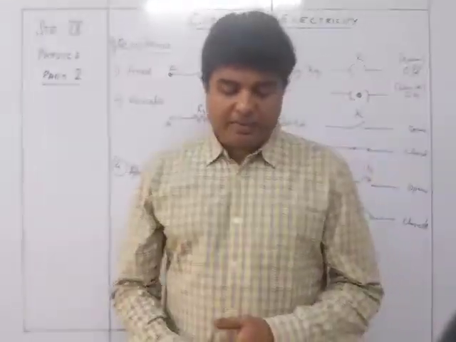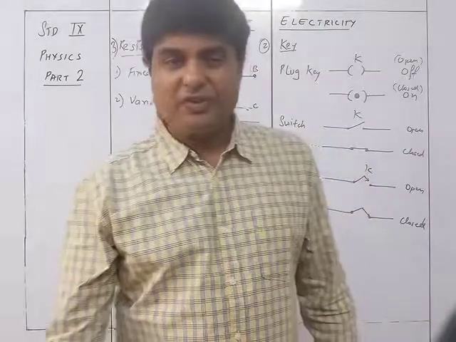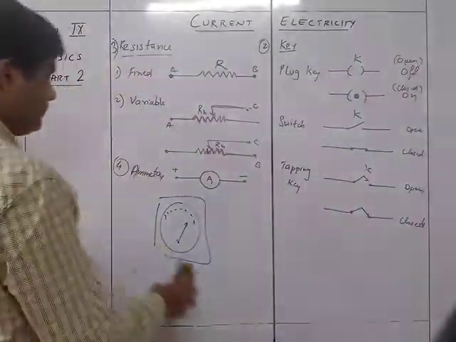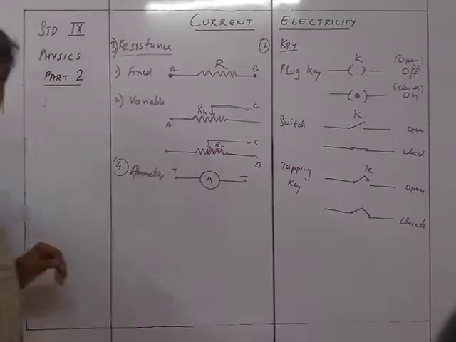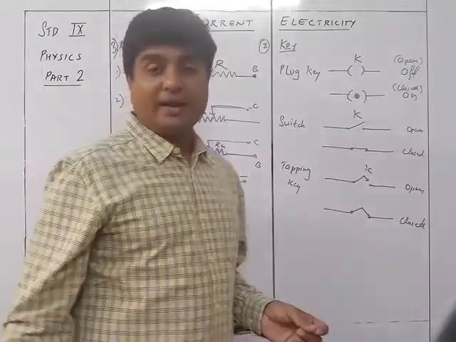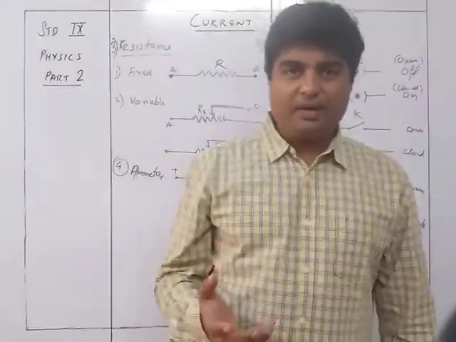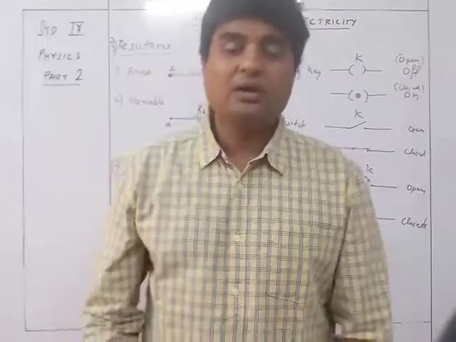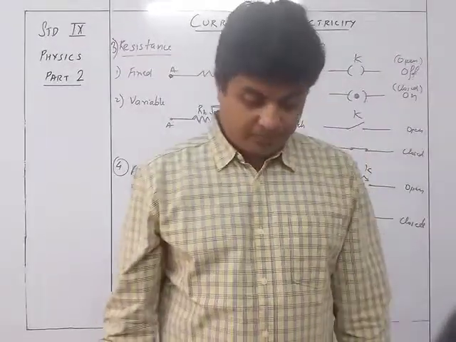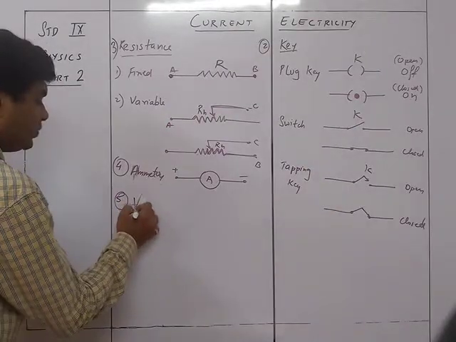Different kinds of emitter are required to measure the alternating current and direct current. So if I want to use the emitter for measuring the alternating current, then the emitter will be different, whereas if I want to measure the direct current, then the emitter will be different. But mainly it is called an emitter, one which is going to show the current flowing through the circuit. The next one we have is the voltmeter.